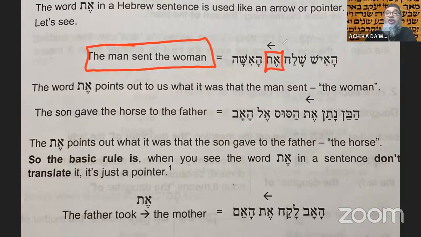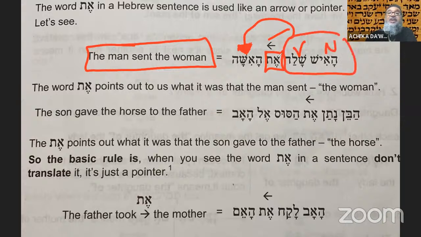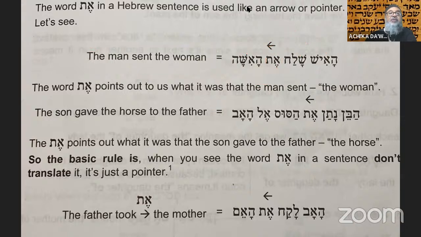And this is just what they would call a marker, like an arrow, to point the verb to where the action is happening to, where it's being sent. So this first noun is the one who's doing the action, right? And they're going to show the arrow, which is the eth, pointing to the object of the action. So the man, he sent eth, the what? The woman, the ha'isha. Perfect. So the word eth points out to us what it was that the man sent. He sent the woman. The next one, somebody read that.